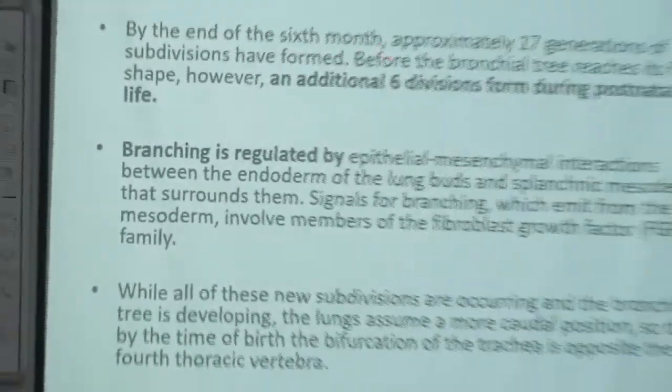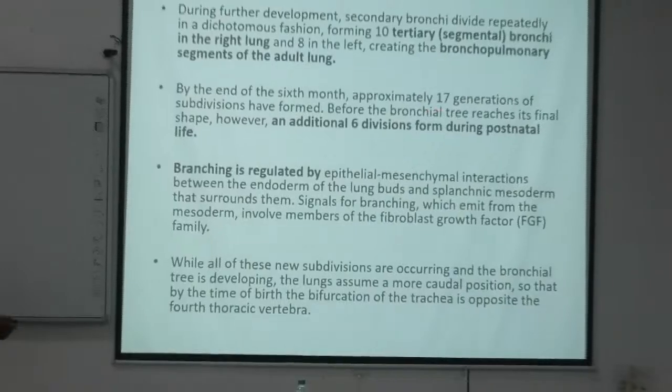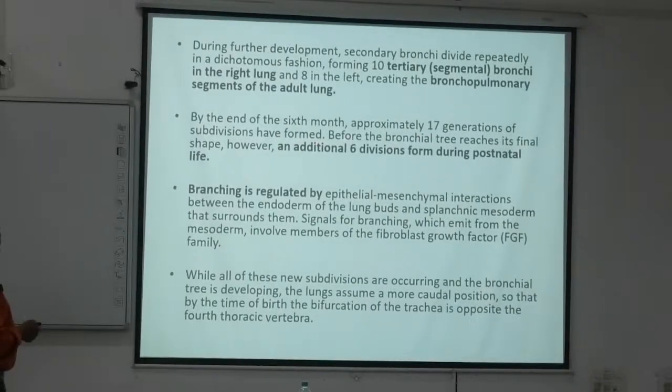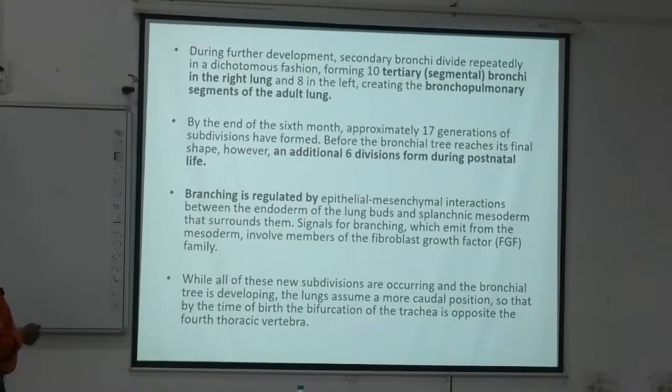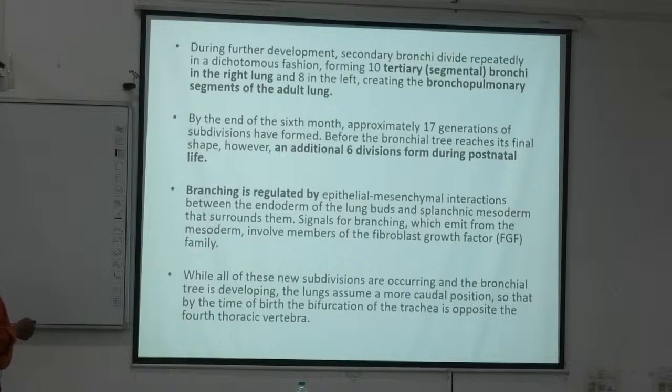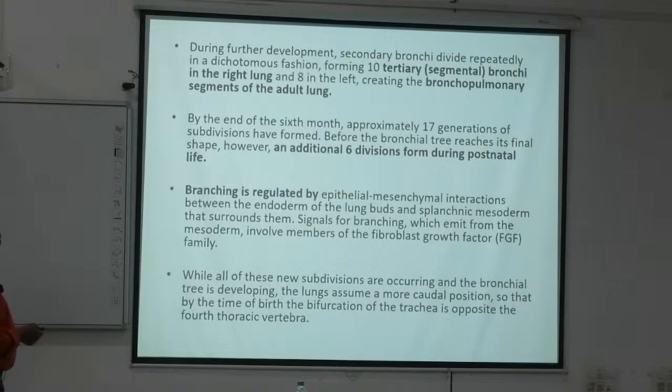Now, by the end of the 6 months, approximately 7 generations of subdivisions have formed before the bronchial tree reaches its final shape. However, an additional 6 divisions form during postnatal life. The developmental part extends into postnatal life; 6 divisions are formed during postnatal life.